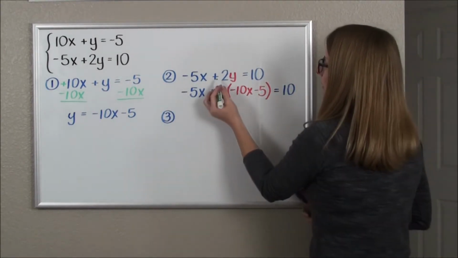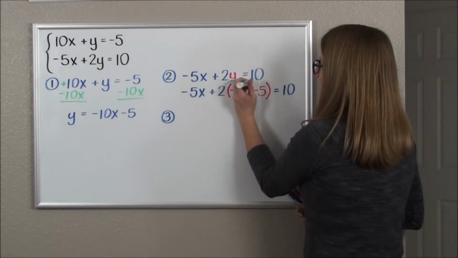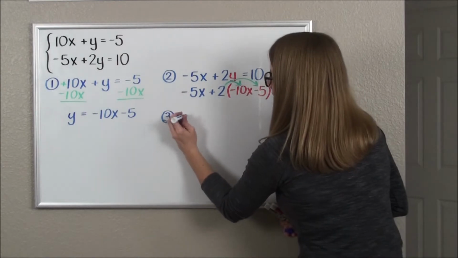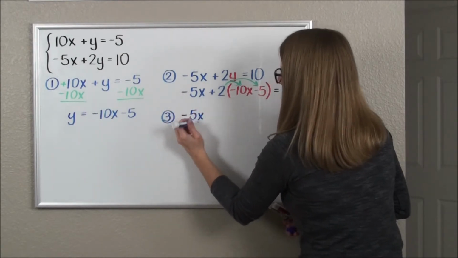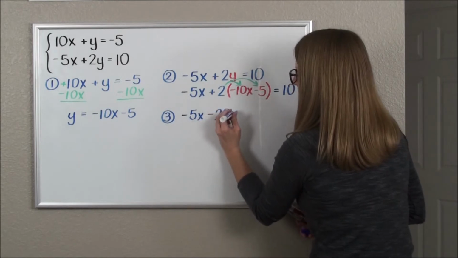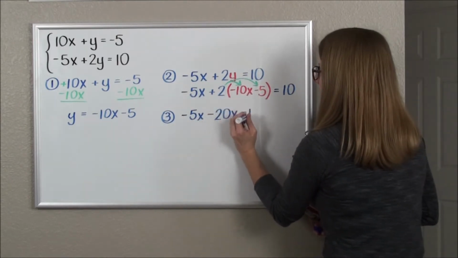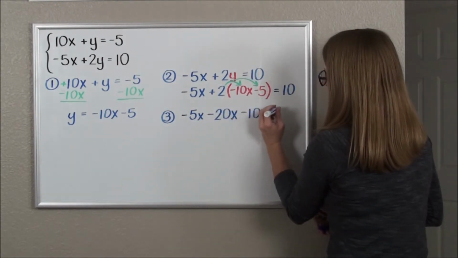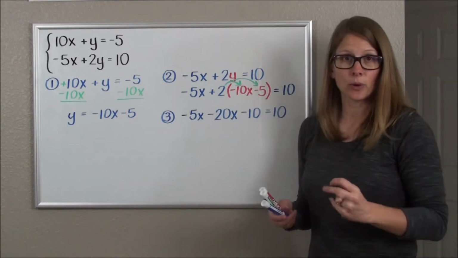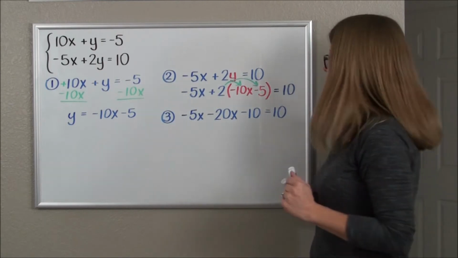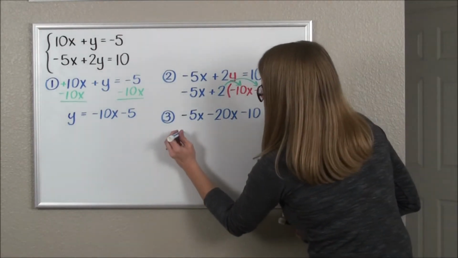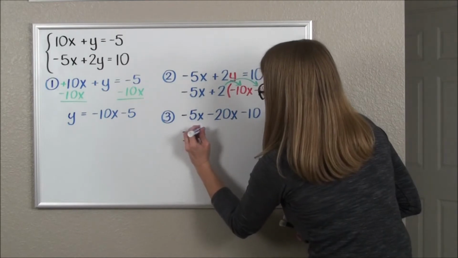I begin by releasing it from the parentheses using distribution. So I've got -5x. And then 2 times -10x will give me -20x. 2 times -5 will give me -10. And then this equals 10. So now that the parentheses are gone, I want to clean things up a little bit by combining like terms. -5x minus 20x will give me -25x.